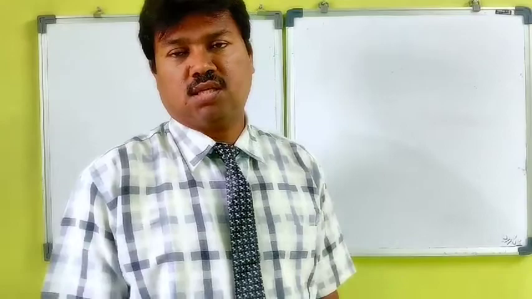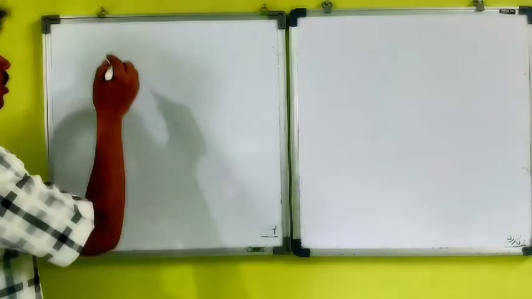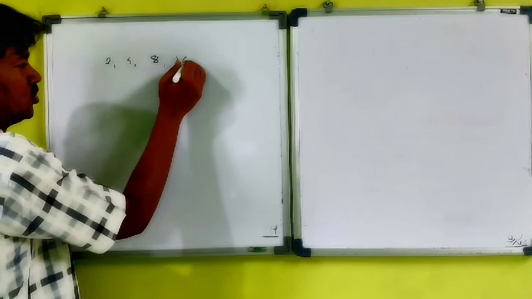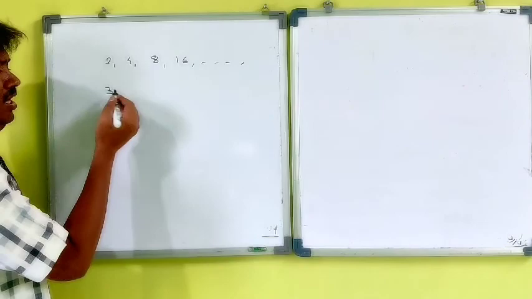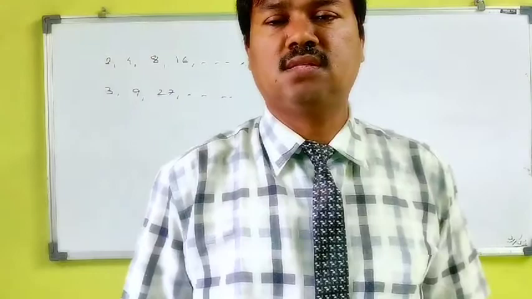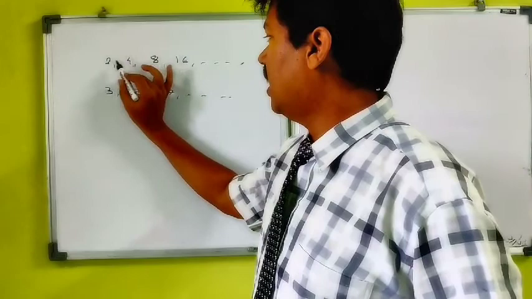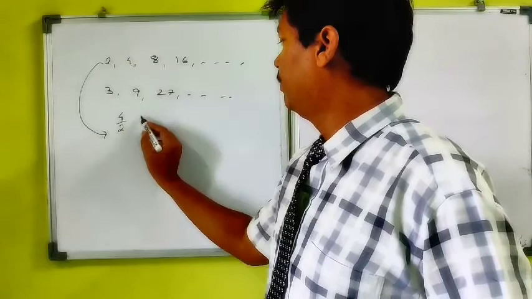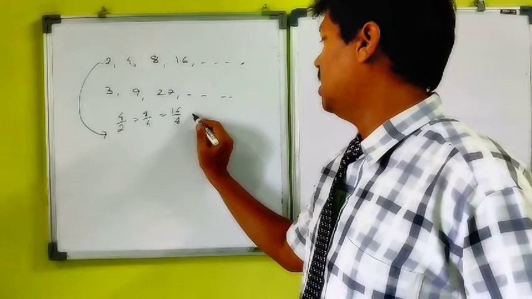See here, in a sequence of the type, say, 2, 4, 8, 16, like this, or we can say anything, say 3, 9, 27, like this. This particular sequence is called a geometric progression. Why is it called geometric progression? If you divide, that is 4 upon 2 in the first sequence, 4 upon 2 is always equal to 8 upon 4, is always equal to 16 upon 8.